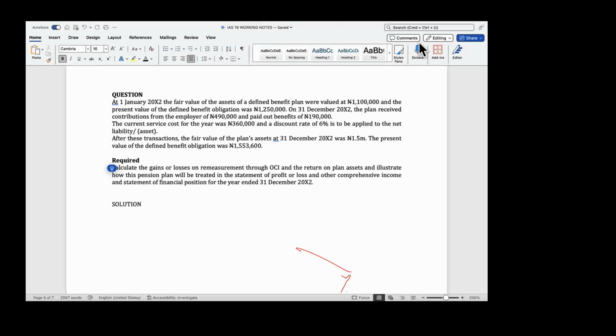After these transactions, the fair value of the plan's assets at 31st December 20X2 was 1.5 million. The present value of the defined benefit obligation was 1,553,600. Required: calculate the gain or loss on remeasurement through OCI and the return on plan assets, and illustrate how this pension plan will be treated in the statement of profit or loss and other comprehensive income and statement of financial position for the year ended 31st December 20X2.